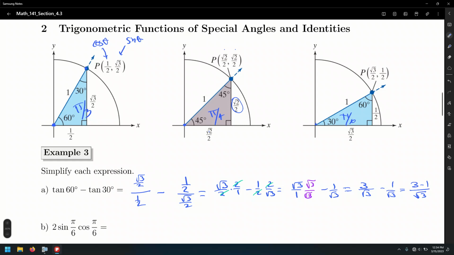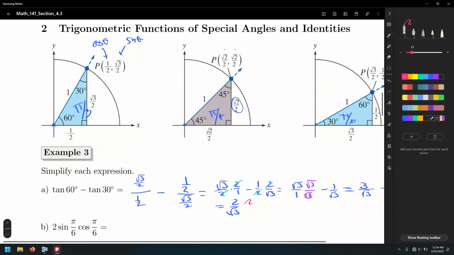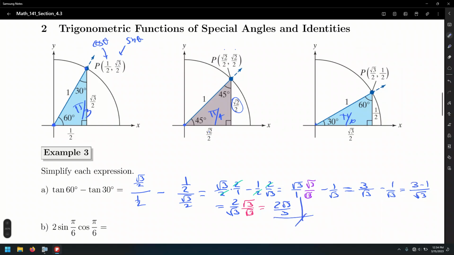Let's just do the indicated operation between the two terms, which in this case is a difference. In other words, 3 minus 1 equals 2 over root of 3. But again, radicals in the denominator. Multiply and divide by root of 3 to get 2 root of 3 over 3. Final answer.